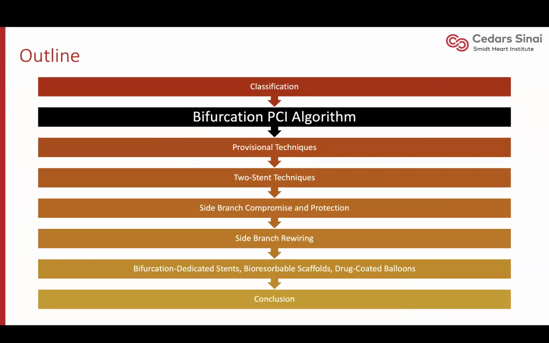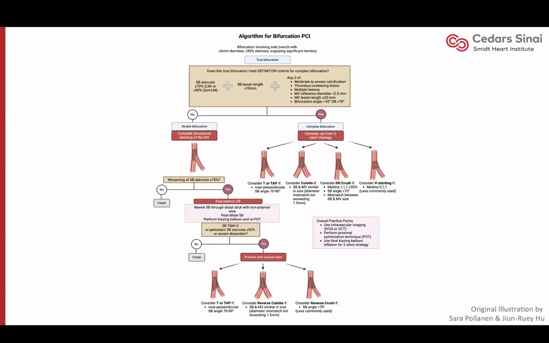Now that we've talked about the classification as the foundation for looking at bifurcation lesions, let's go over this bifurcation algorithm. This is an algorithm that we came up with, me and my colleagues, based on a review of various different algorithms, and I think this provides a simplified but effective approach. And this is also evidence-based. So let's see what we have here. The first decision point is whether the lesion is simple or complex.